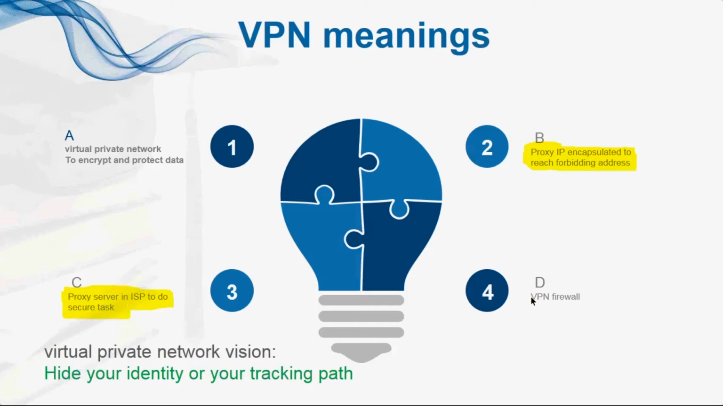Sometimes we have a VPN firewall, but it's expensive and used by big companies. So there are too many meanings, but the main idea of the VPN is to hide your identity and hide your tracking path in general.